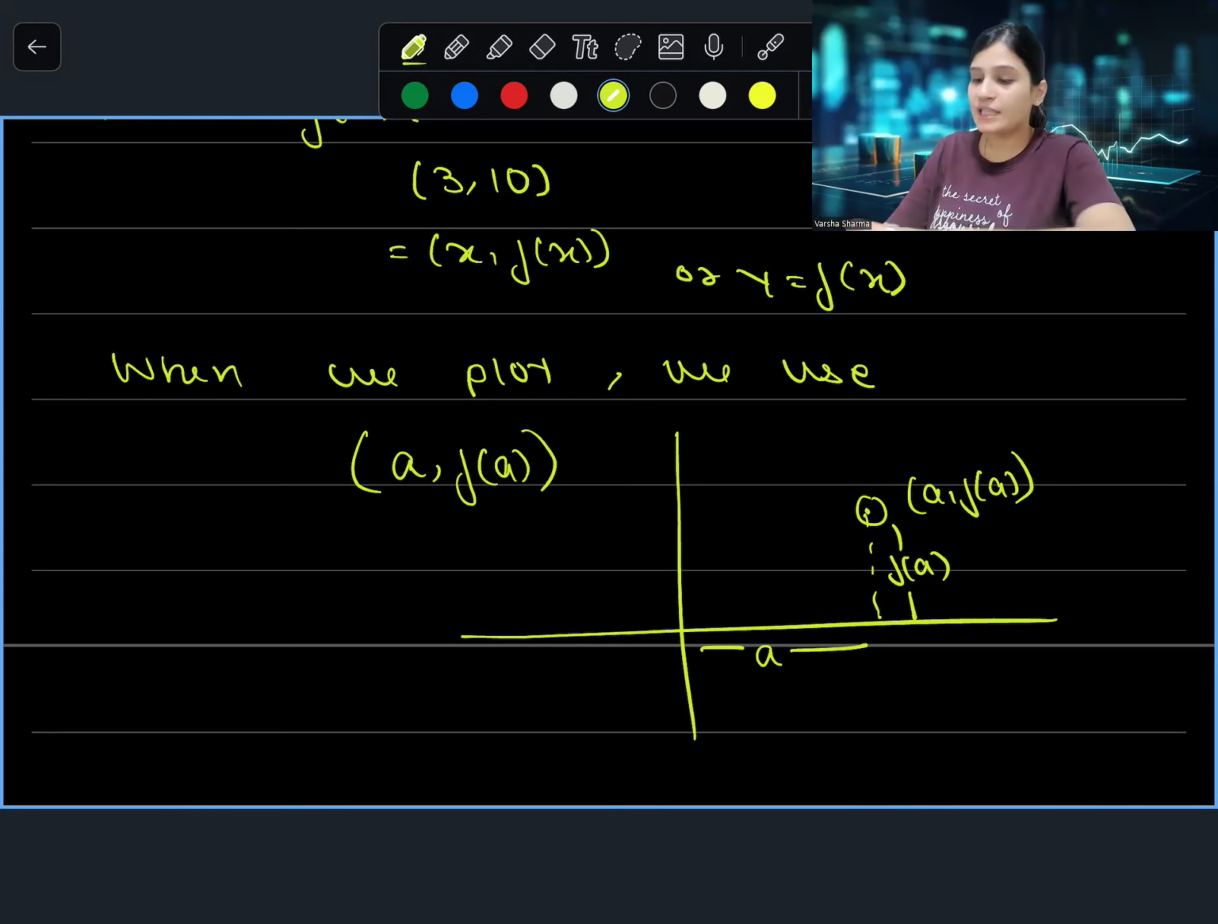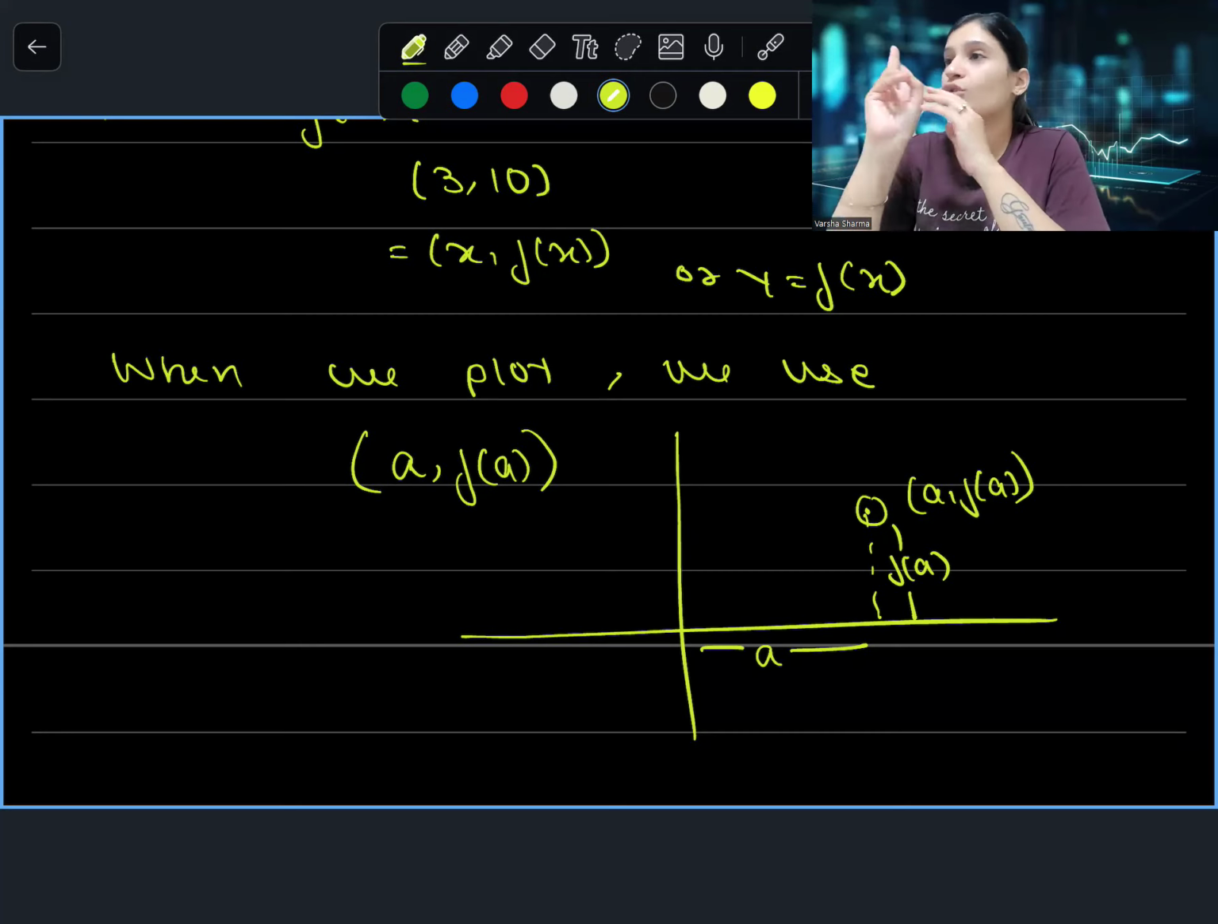Clear? So this is the part that I need from straight line. What did I say? In order to find out the slope of a line, I need 2 points. So how do we find slope of a line? m is equal to (y2 minus y1) upon (x2 minus x1). When we plot any point on the graph, we use the coordinates a comma f(a), x comma f(x). The y coordinate is basically f(a).